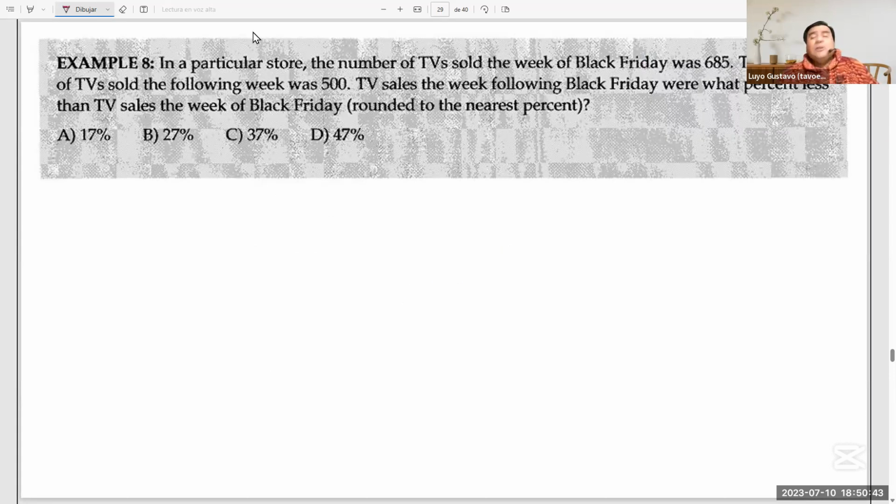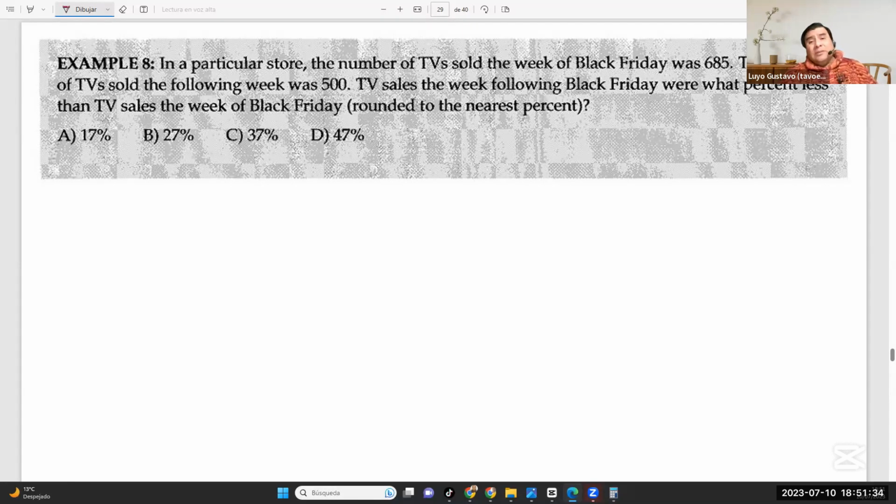Example 8. In a particular store, the number of TVs sold the week of Black Friday was 685. The number of TVs sold the following week was 500. TV sales the week following Black Friday were what percent less than TV sales the week of Black Friday?